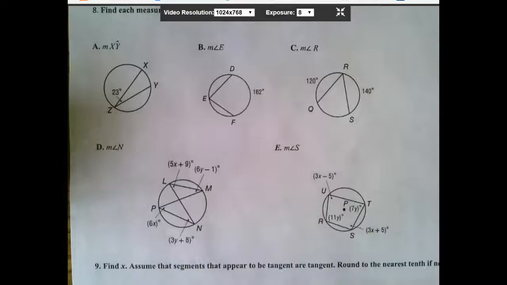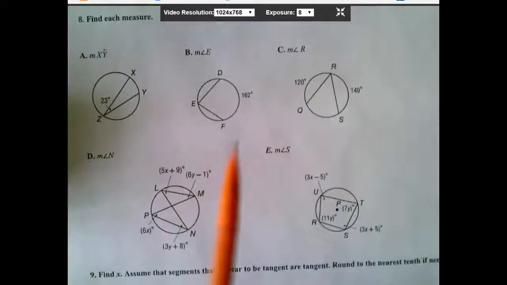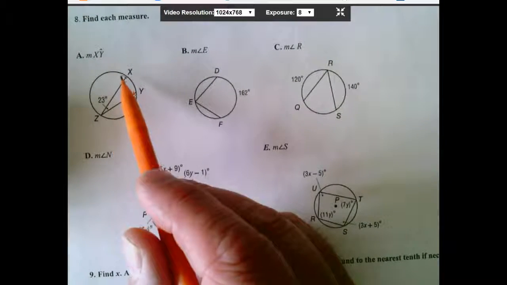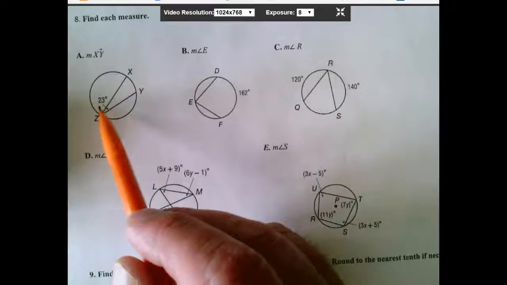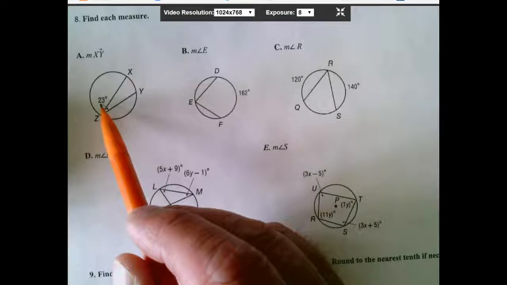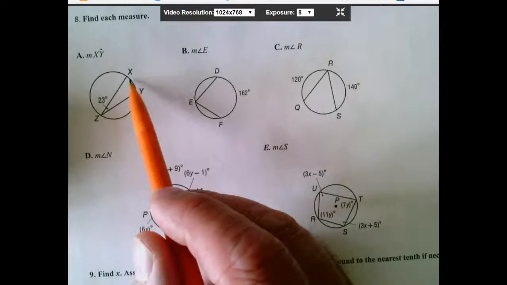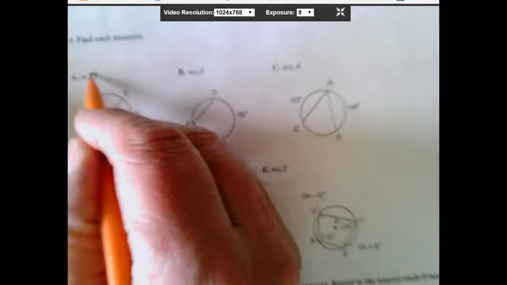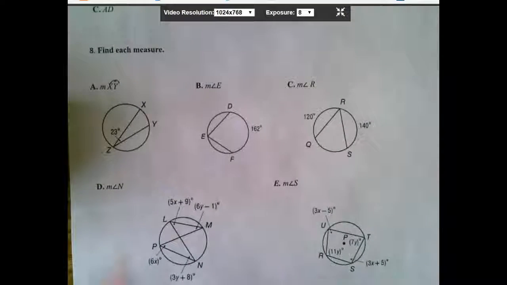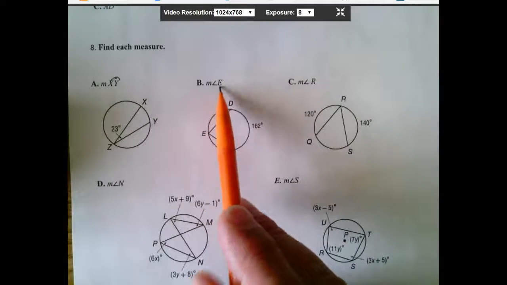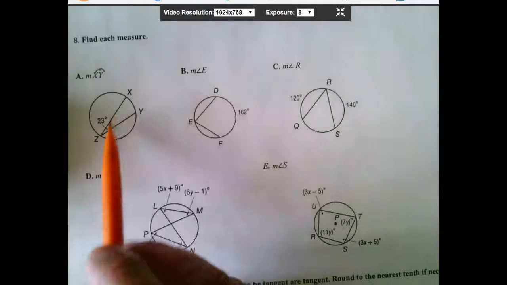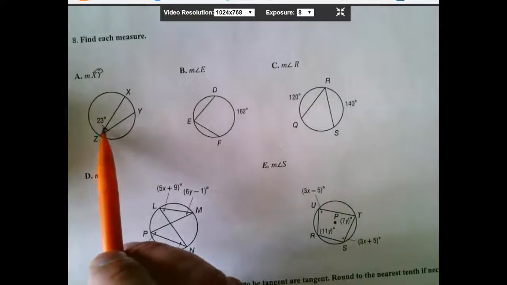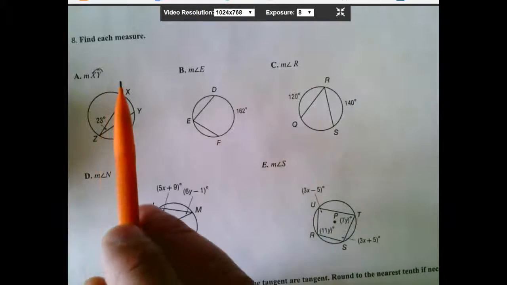So here's our next thing. We're looking at these arcs. We're trying to figure out from the angle, these chords, we have these chords here, and from these angles, what is the measure of the arc? So here this one wants to know the measure of arc XY, this one wants to know the measure of angle E.